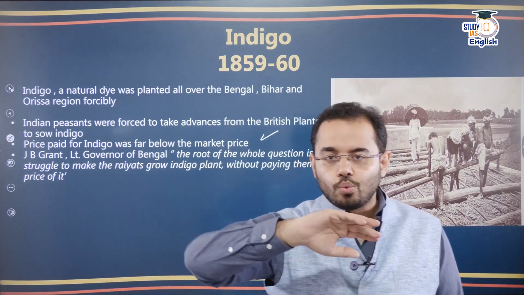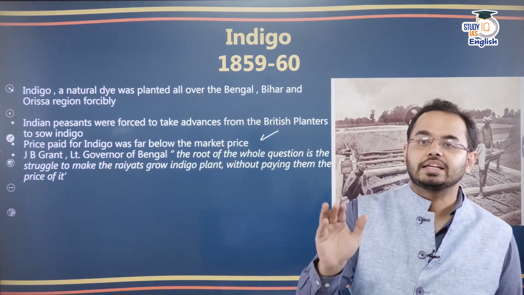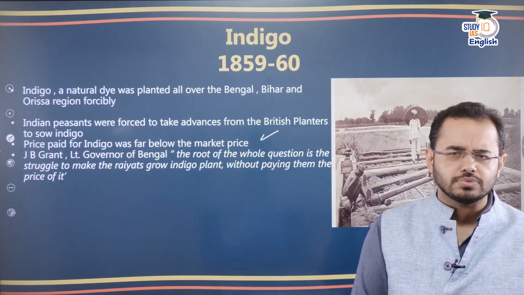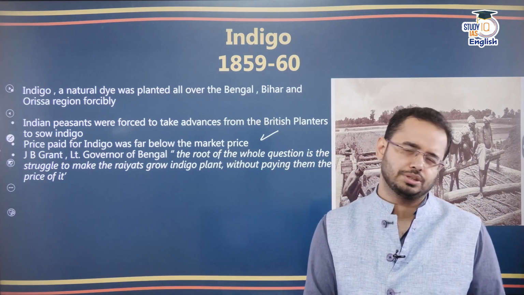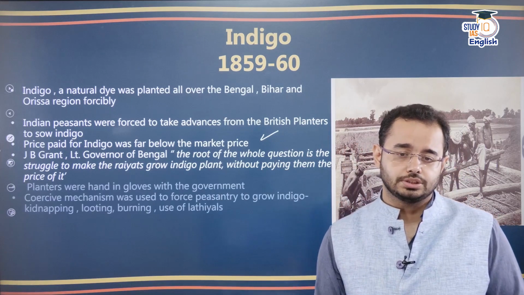The Britishers never wanted to pay them a fair price for it, deliberately kept the price of the indigo low, and gave them some meager advance to grow the crop on their soil. Now, this was a loss situation for the Indian peasantry, but a very good proposition for the Britishers.